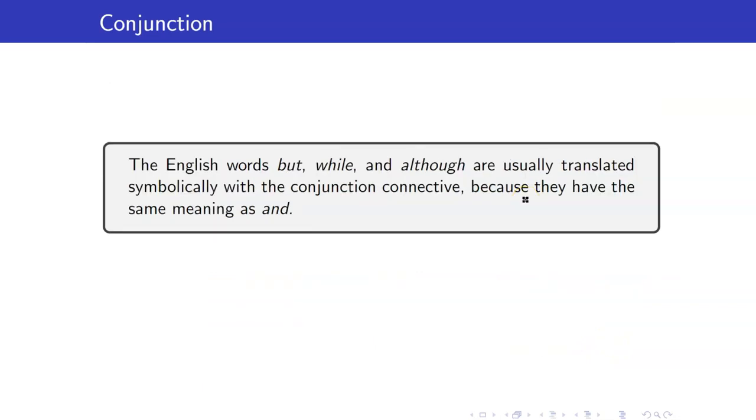Take note that the English words but, while, and although are usually translated symbolically with the conjunction connective because they have the same meaning as and. In the English language, we are using these words to just show contrast. But technically speaking, it is just the same as and. Suppose that we have the statement, Lara is pretty but disorganized. This is just saying that Lara is pretty and disorganized. I just used the word but because this is a positive trait and this is a negative trait.